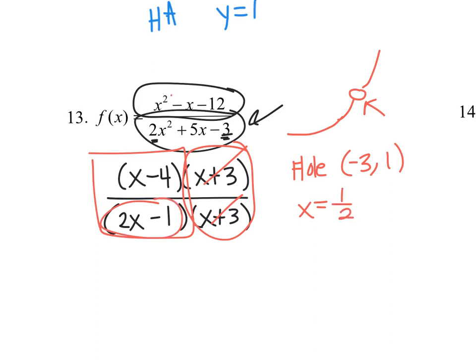And then for the horizontal asymptote, you want to look at the degrees of the numerator and denominator. In this case, they're the same. They're both x squared. So it's going to be y equals 1 half, the ratio of the leading coefficients.